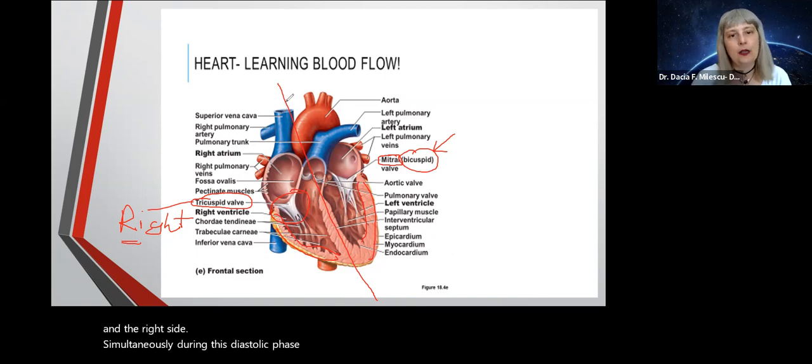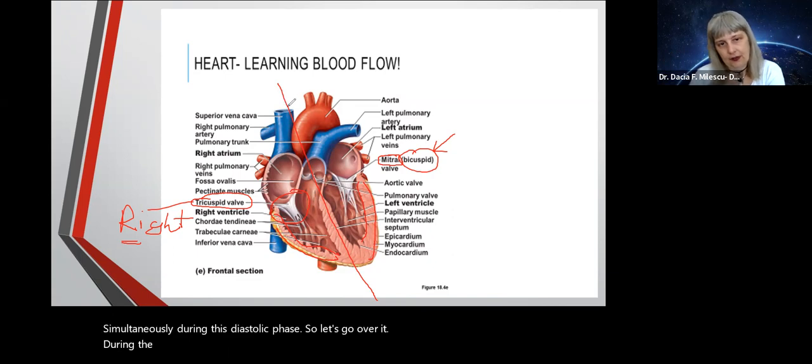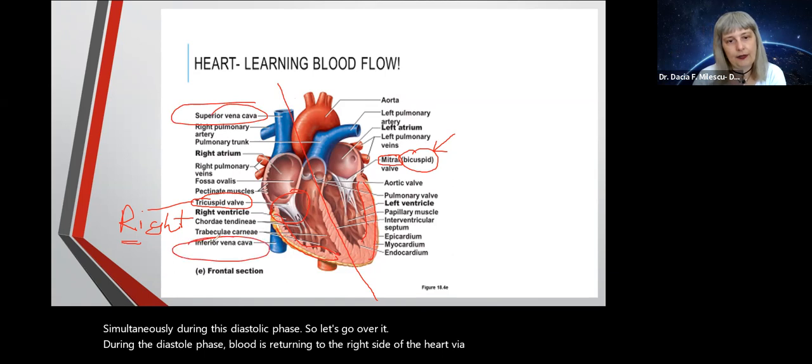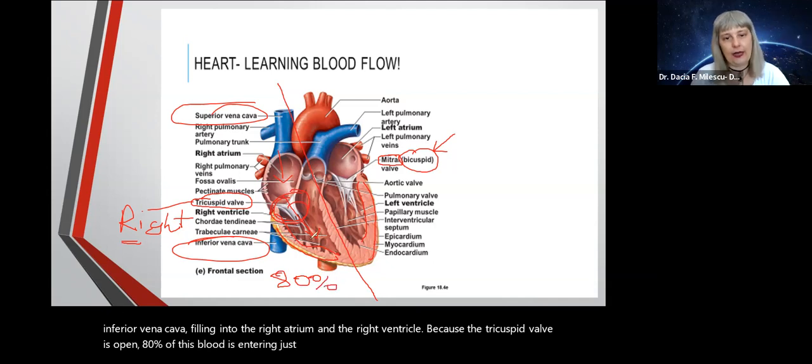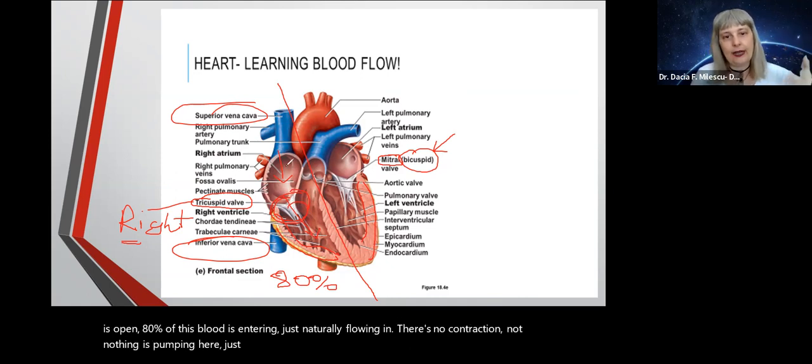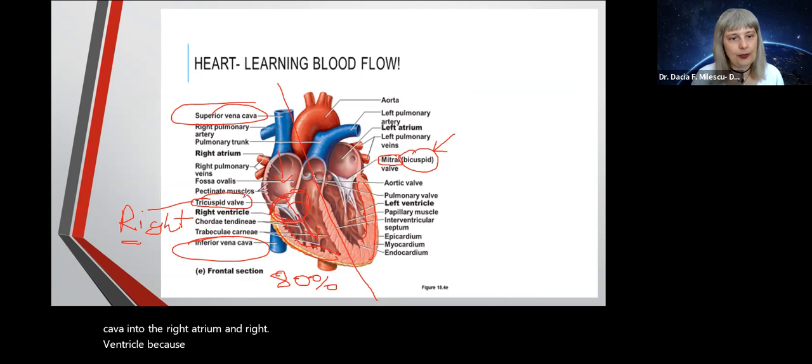So let's go over it. During the diastole phase, blood is returning to the right side of the heart via the superior and inferior vena cava, filling into the right atrium and the right ventricle because the tricuspid valve is open. 80% of this blood is entering, just naturally flowing in. There's no contraction, nothing is pumping here. Just blood flowing naturally through the superior and inferior vena cava into the right atrium and right ventricle because who's open? Tricuspid valve is open.